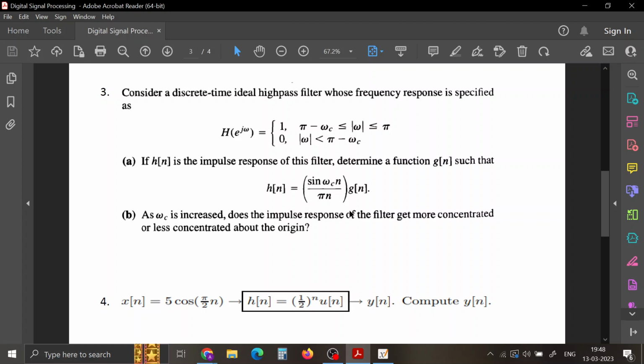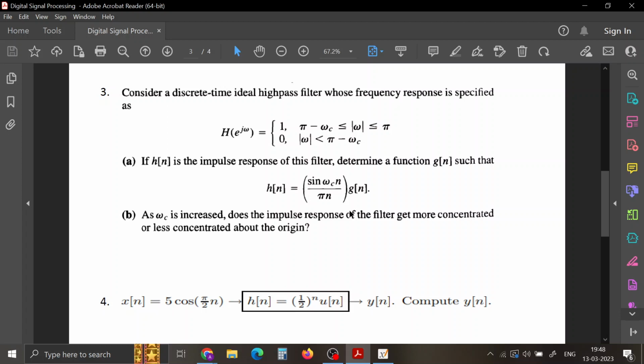So now coming to the third question. The third question has given us a frequency response for the ideal high pass filter. It takes this form: 1 for this set of values and 0 for the remaining values, where omega lies in the interval minus pi to pi in the discrete time case.